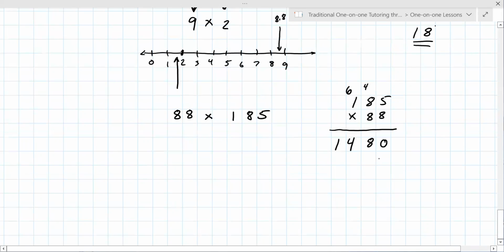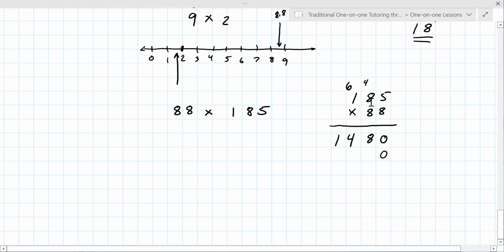Then you put a 0 in this position and then you restart with this 8 over here. So 8 times 5 is again 40. 0 with a carry of 4 again. 8 times 8 is 64, plus the 4 is 68. So you put an 8 down here with a carry of 6 again. 8 times 1 is 8, plus the 6 is 14. Go ahead and add these up for me.